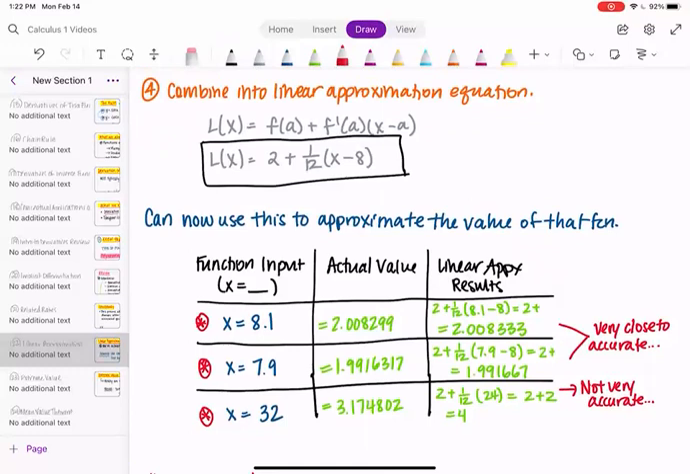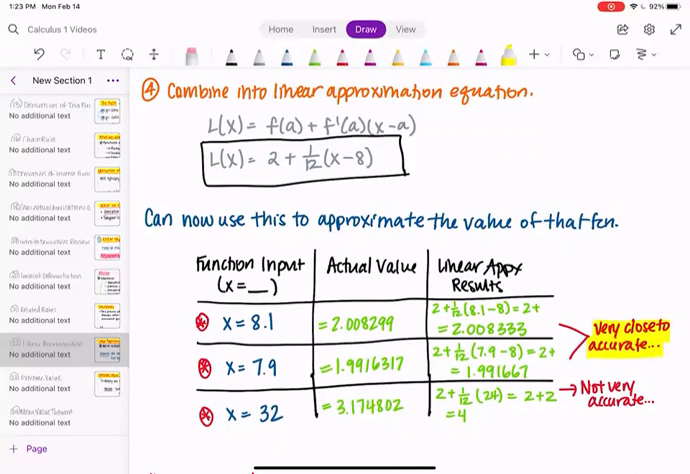So the actual value of this function, like if I were to take the cube root of 8.1, I get 2.008299. And if I use our linear approximation, I get 2.008333. So it's a little bit off, but very, very little bit, right? Same thing with 7.9. It's a very similar number, 1.9916317 to 1.991667, right? So those are very, very close, which means that this linear approximation we found is very accurate for values close to 8.